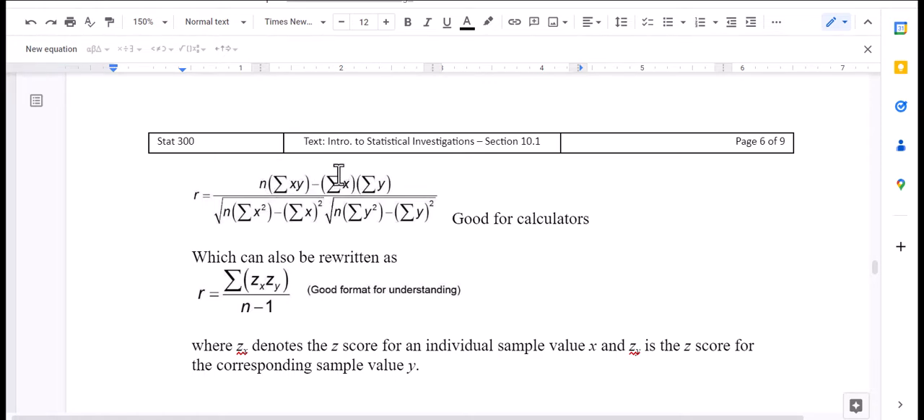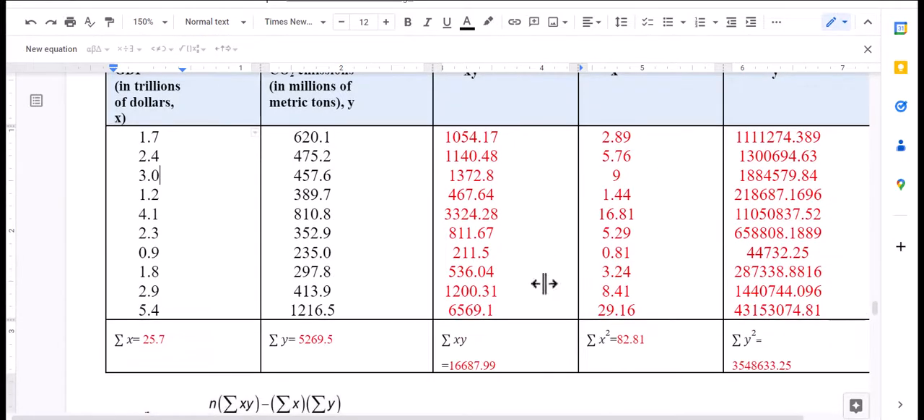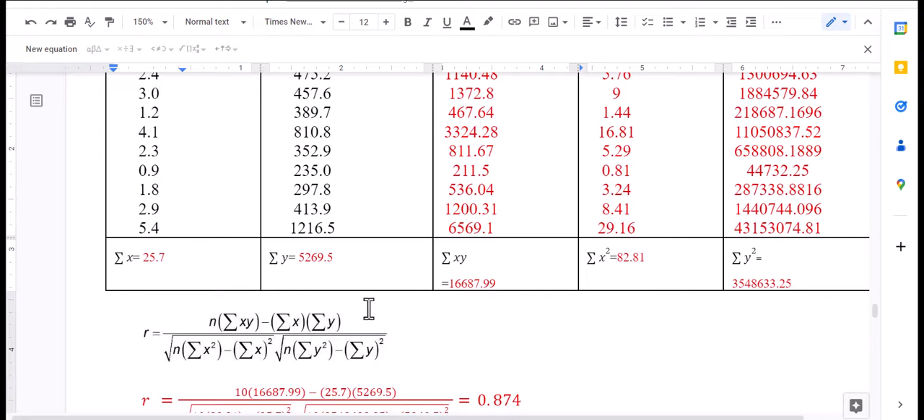Then we need just X and add them all up, just Y, add them all up. And then we need the sum of X squares, right? So do X squared for each X and then add them all up. And so that's why in this table, we're finding all those values. So there's every piece that we need for the formula.